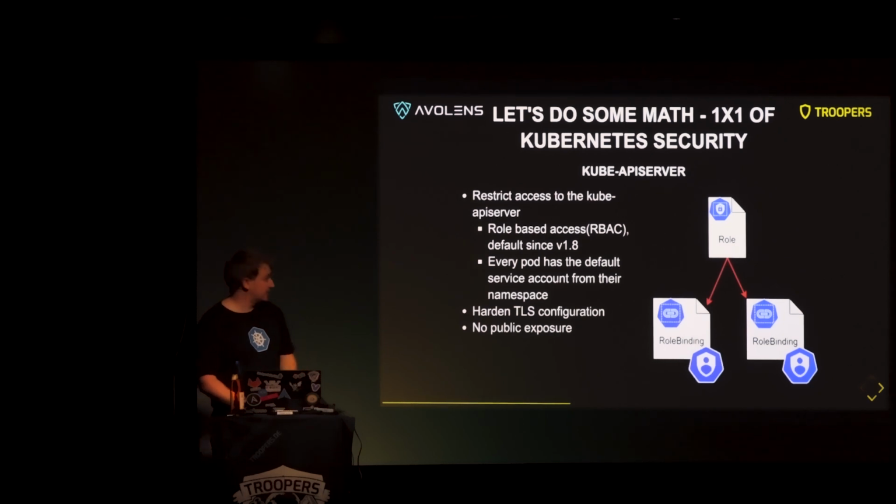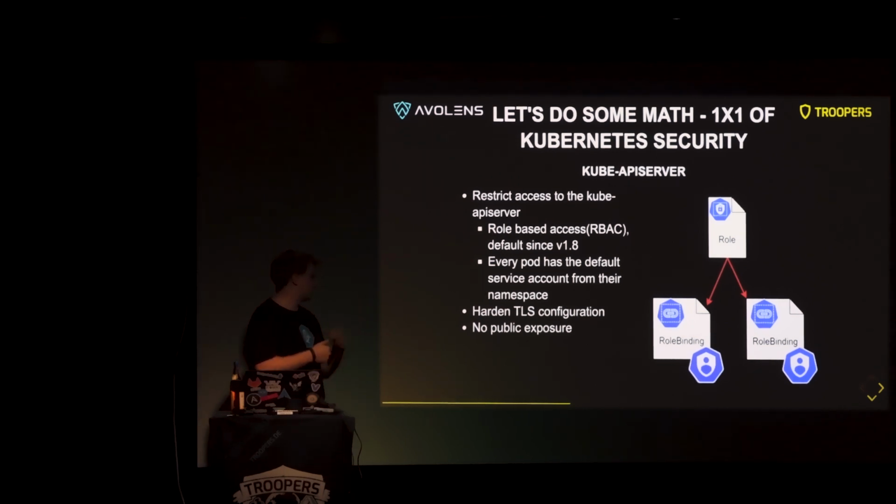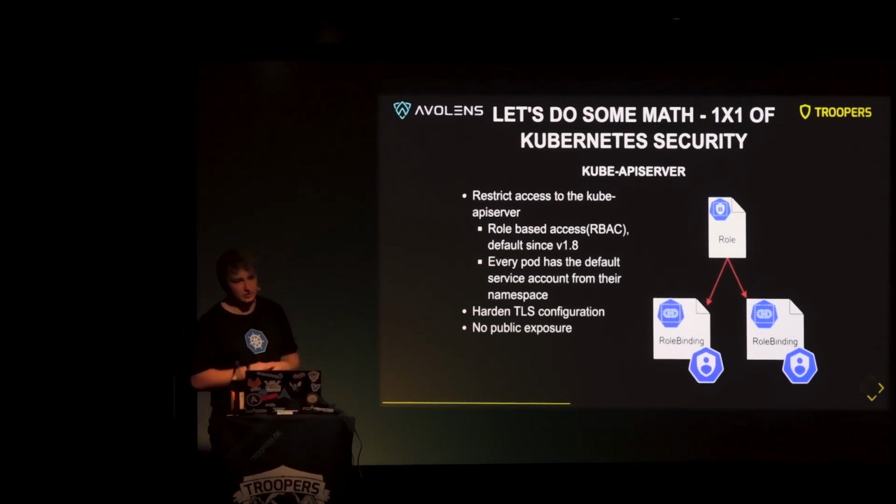Also, please harden your TLS configuration, because if your TLS is badly configured, everyone could read your traffic. And maybe don't do public exposure. It depends if you need it or not. But if you don't expose the Kube API, you're reducing the attack surface massively.